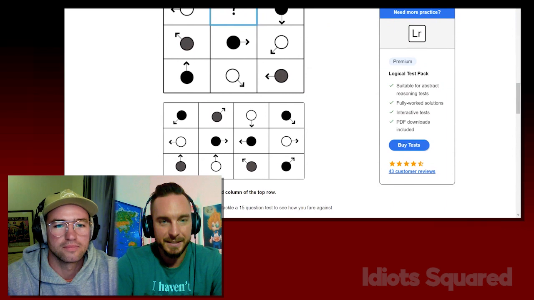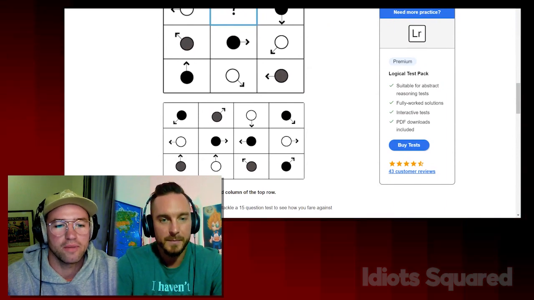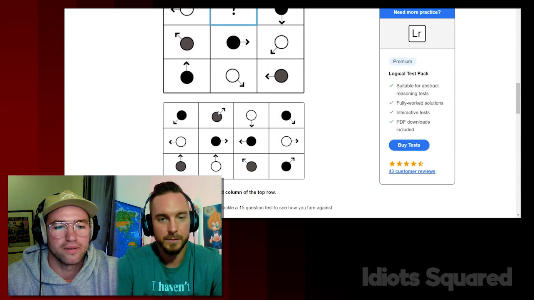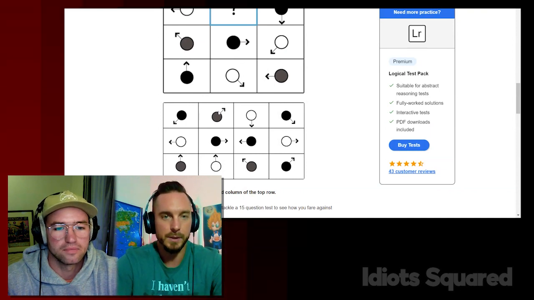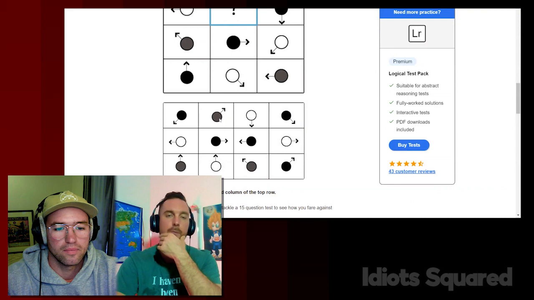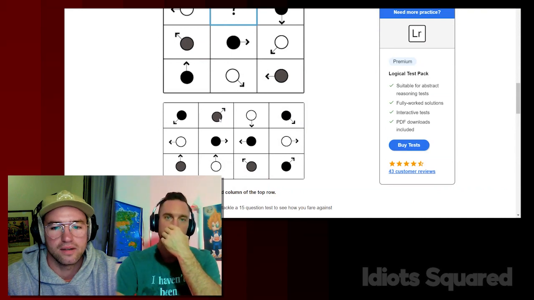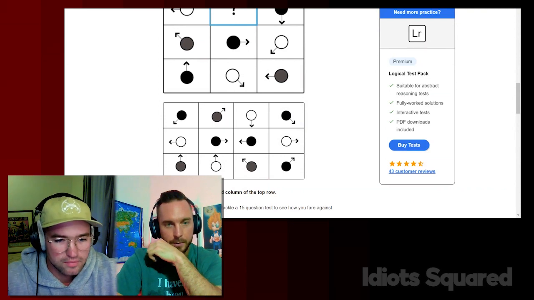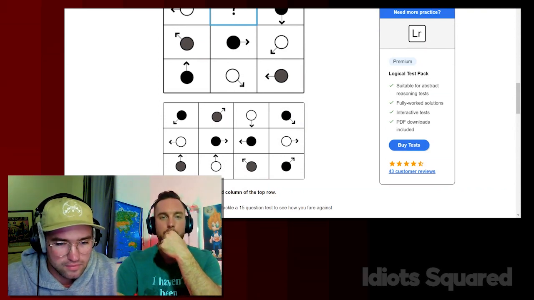Second column, top row. Yep, that one. There's one white, one gray, one black. Second column, top row. Yeah, so this one here, right? Yep. Okay. And did you get that on your own, or did you get that from reading the answer? Where's the answer? It's right underneath. The correct answer is the image in the second column of the top row.